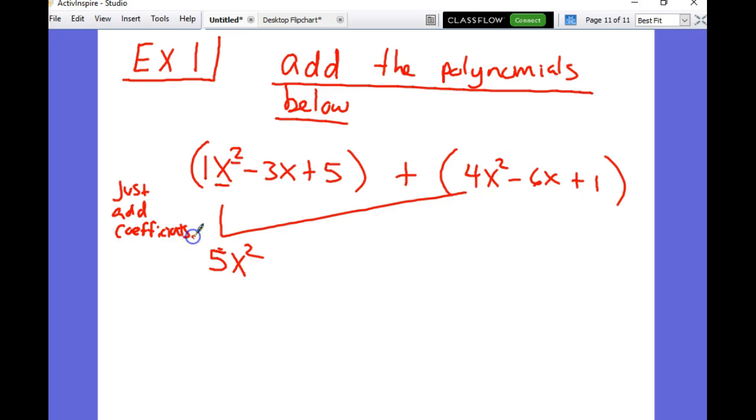You don't change the exponents. And that's important because later today we're going to talk about multiplication, and that does change the exponents. But today, right now, we're adding and subtracting. Don't change the exponents, just add the coefficients.